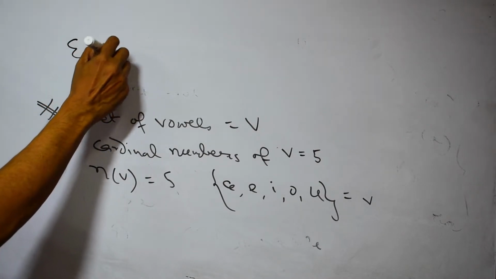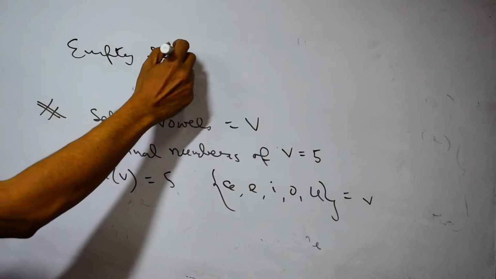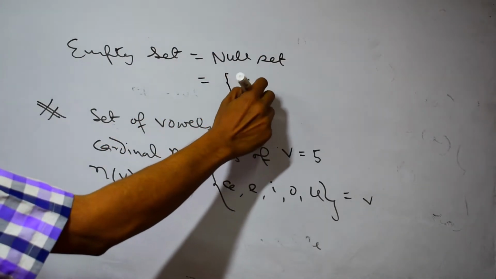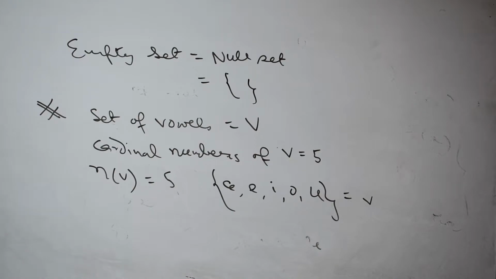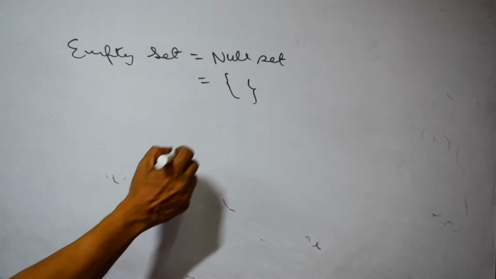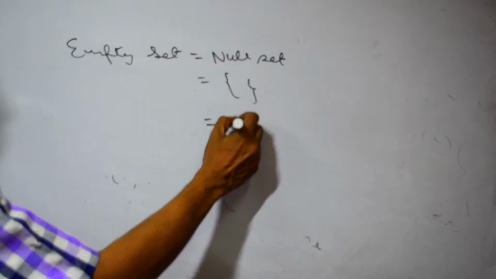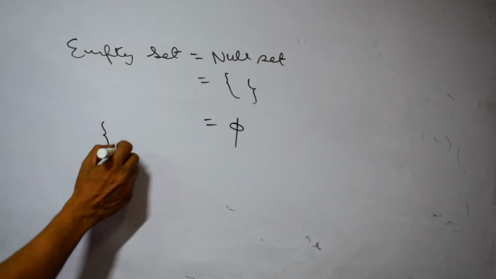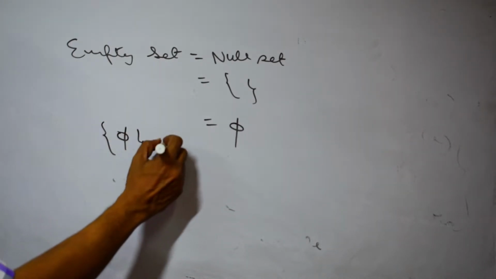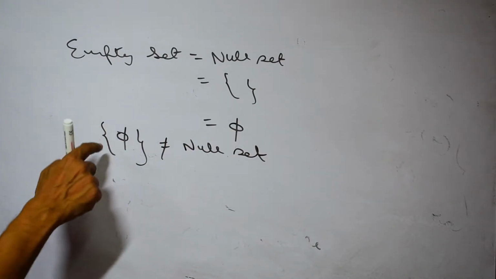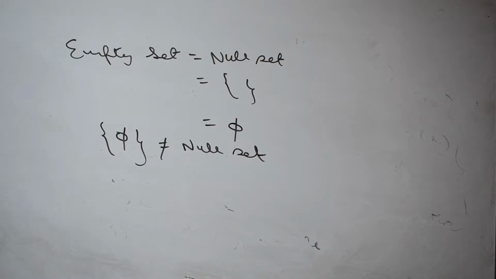Now if we have no elements in a set, that set is empty. Empty set means null set. Null set means no elements are present in the set itself. So we write empty, or we have another notation called phi. This is also a null set, but a null set does not mean this notation. This is not a null set. This is a set having a letter phi.